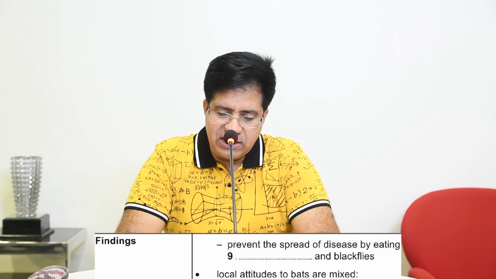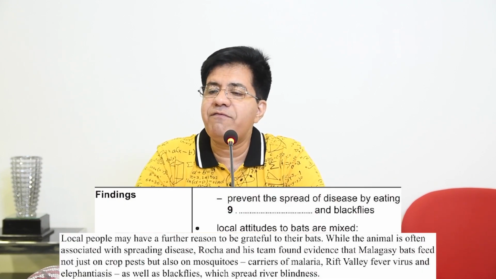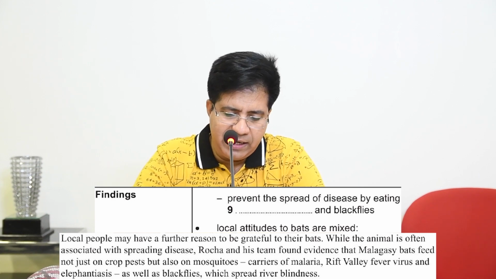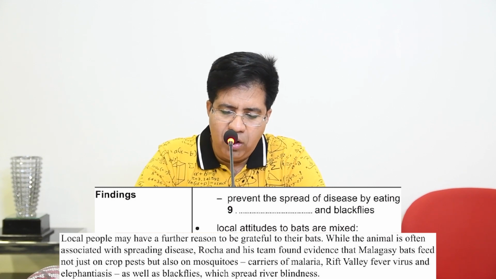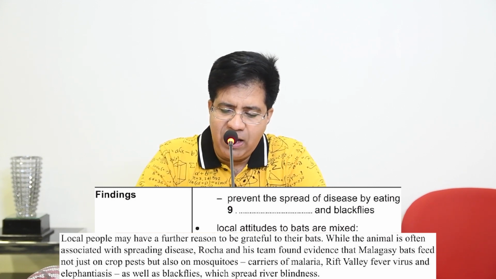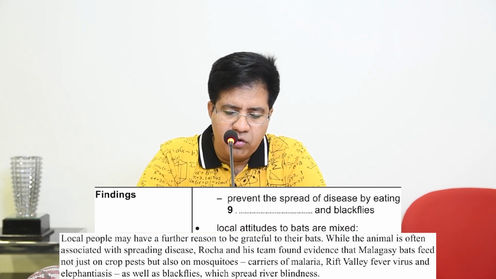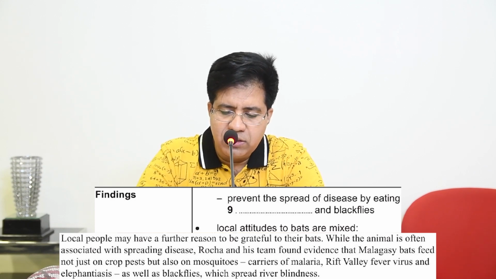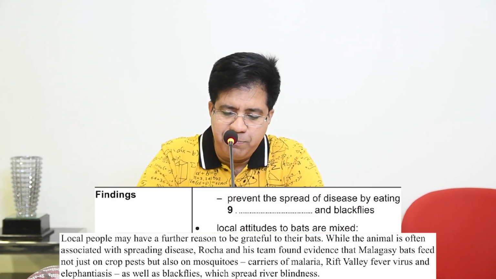Okay, black flies, and you can see it's the third last paragraph. Third last paragraph, everyone found it? Okay, so I'm just going to read it from the second line. Associated with spreading disease. Disease is mentioned here. Let's go on. Rocha and his team found evidence that Malagasy bats feed not just on crop pests, but also on mosquitoes, carriers of malaria, Rift Valley fever virus, and elephantiasis, as well as black flies.